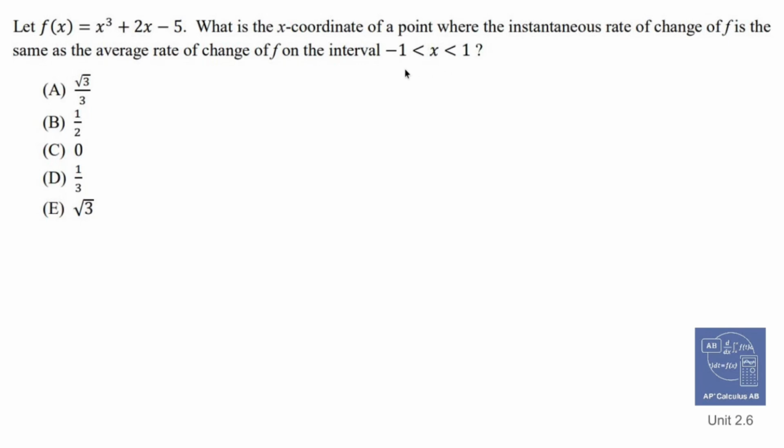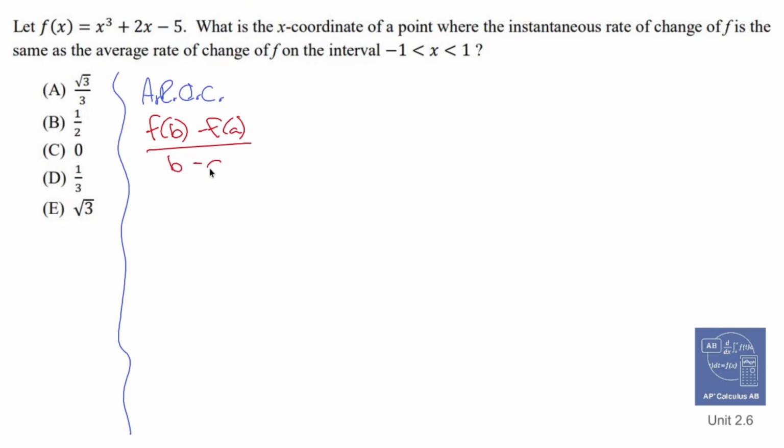Okay, let's do this. This is a doozy. Let's find the average rate of change first, and I like to say AROC. The average rate of change is found by doing f of b minus f of a over b minus a. -1 would be my a, 1 would be my b.